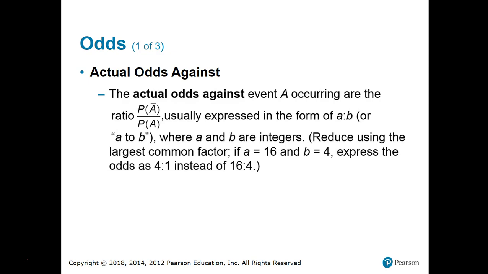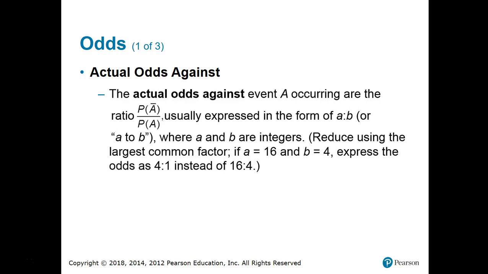Yeah, whatever. A to B, where A and B are integers. Yeah, that's if possible. Not always possible. But you try to round it so that they're integers if you can. All right. Reduce if you can.